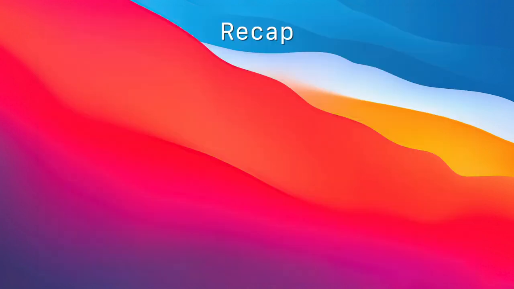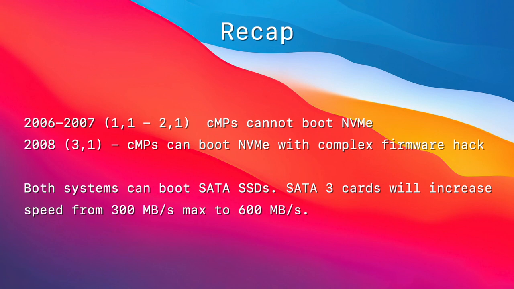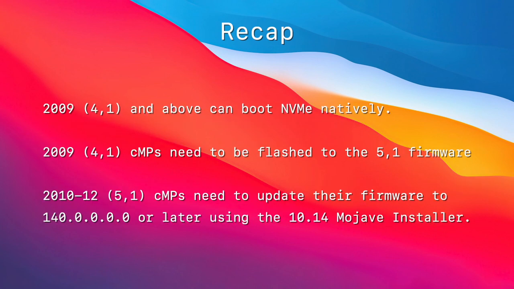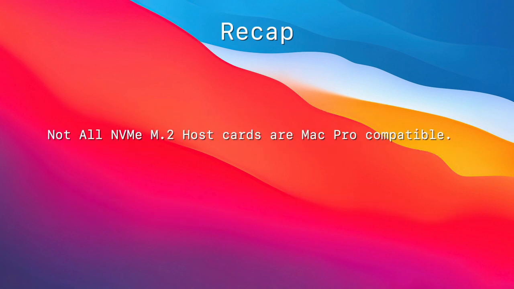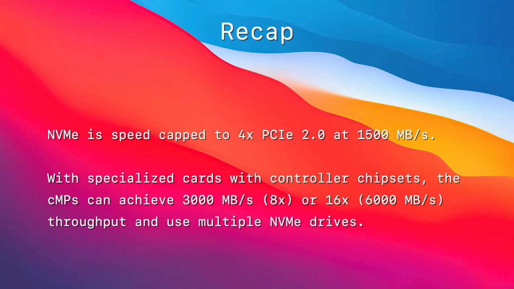Now for a quick recap. 2006 to 2008 Mac Pro owners pretty much have one avenue, and that is with SATA SSDs. They can also improve the speed by upgrading to a SATA 3 card. Any Mac Pro that's 2009 or later can boot NVMe. You need to first update your firmware to the latest firmware to be able to boot NVMe. Not all M.2 cards are Mac Pro compatible. NVMe drives will also be speed capped by the PCIe 2.0 bus unless you buy a specialized card with a controller chipset able to address more PCIe lanes. These same cards can also use multiple NVMe drives. And thus concludes the first definitive Mac Pro upgrade guide video.